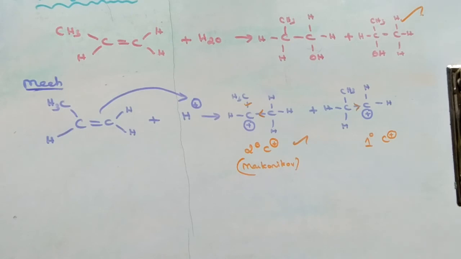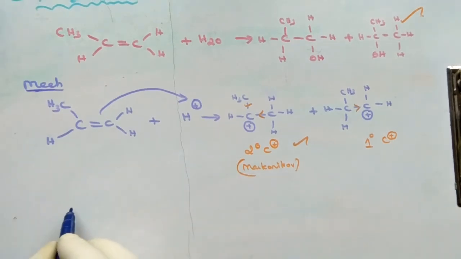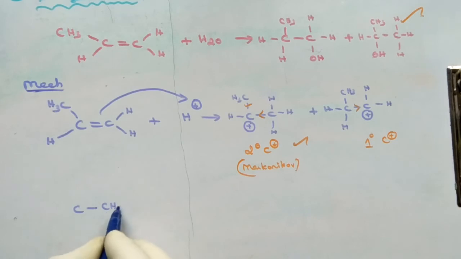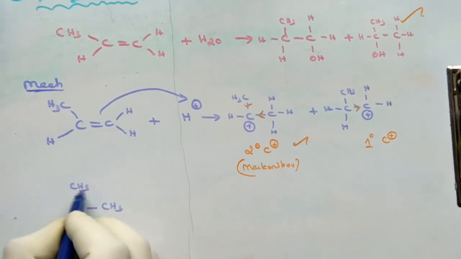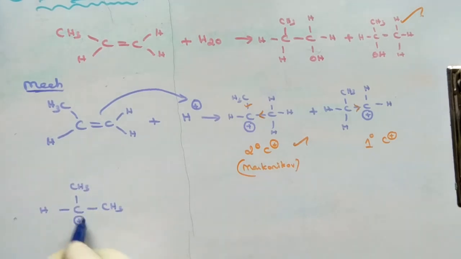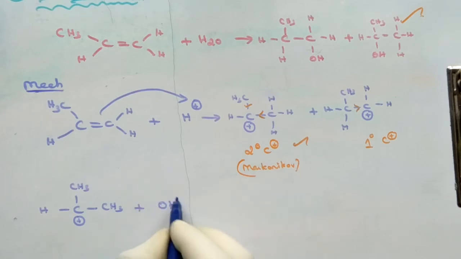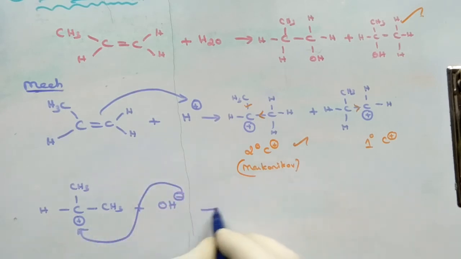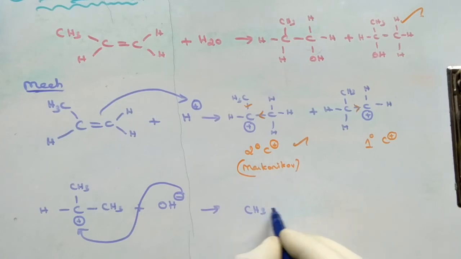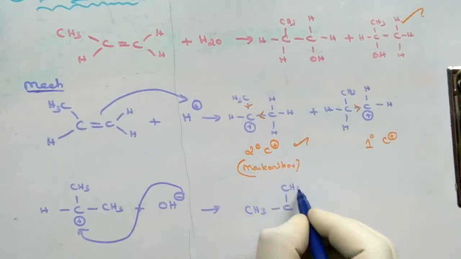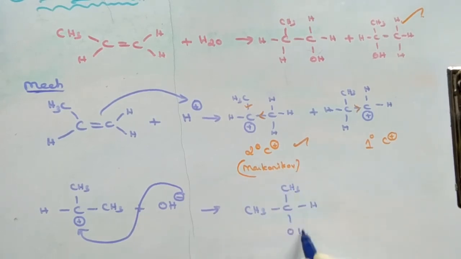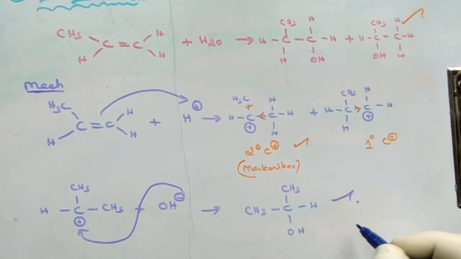Let's see the second step of this reaction. In the second step, the secondary carbocation will be attacked by the nucleophile, that is OH minus. OH minus will attack the carbocation and we will get a product like this. So this is the hydration reaction mechanism.